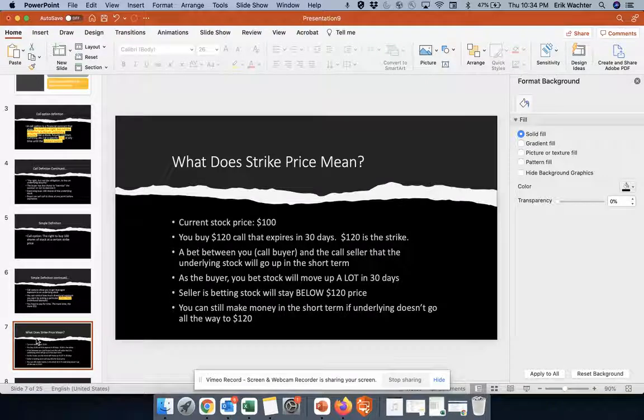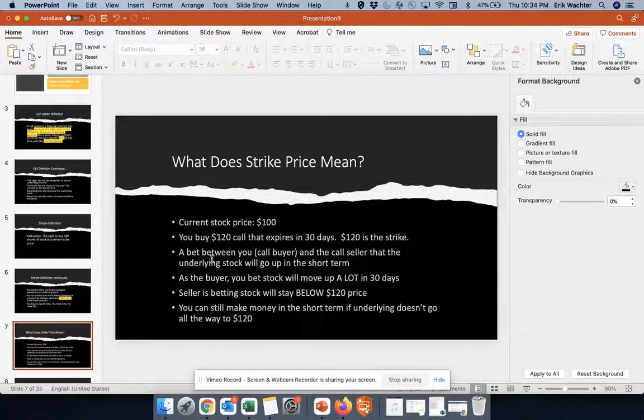Back to what does strike price mean? We've gone over a little bit about it. We're saying current stock price is 100. You buy the $120 call that expires in 30 days. 120 is the strike price. So we've been using Snapchat. We're looking at $60 calls that expire in 50 days. Current stock price is around $54.